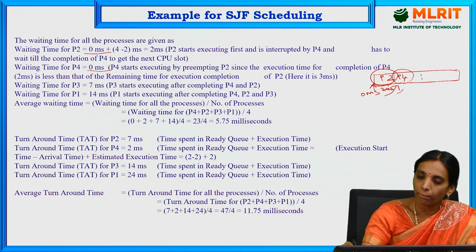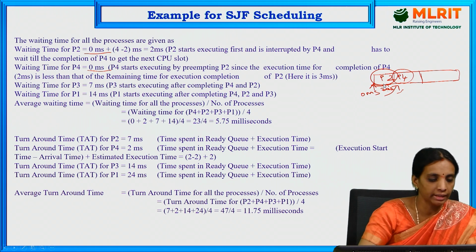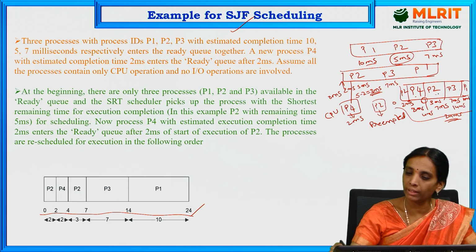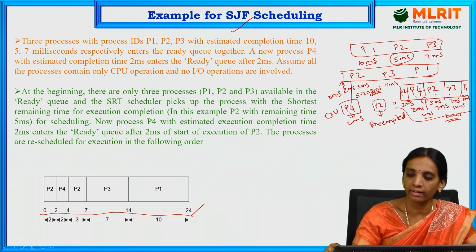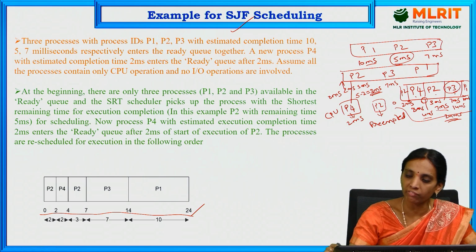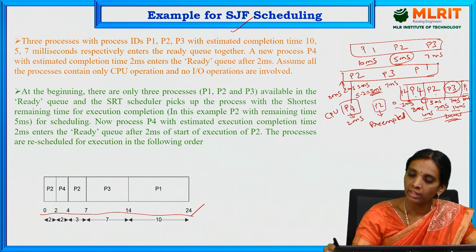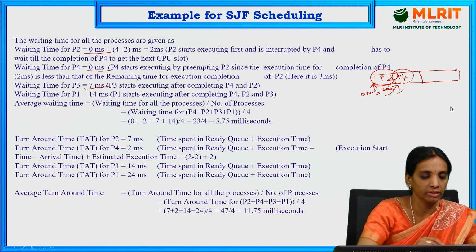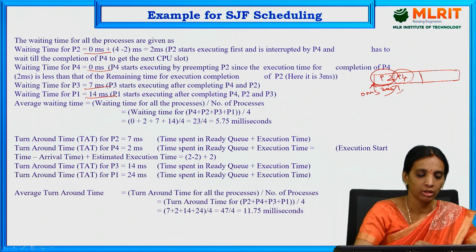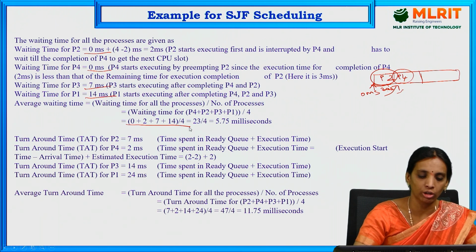Now for P3, P4 is completed by 4 milliseconds and P2 is completed by 7 milliseconds. Therefore, for P3 the waiting time is 0 plus 7, so 7 milliseconds is the P3 waiting time. P1 enters into execution after 14 milliseconds, therefore 14 milliseconds is the waiting time for P1. So this is the average waiting time for all the processes.